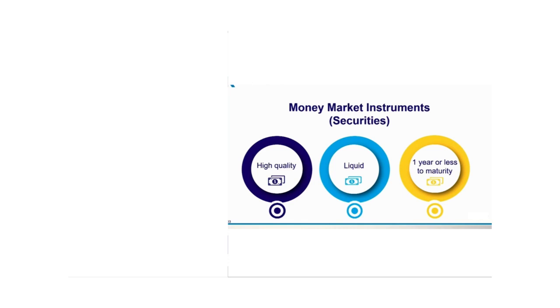Commercial paper is another type of money market security that's unsecured, short-term corporate debt with 270 days or less to maturity.